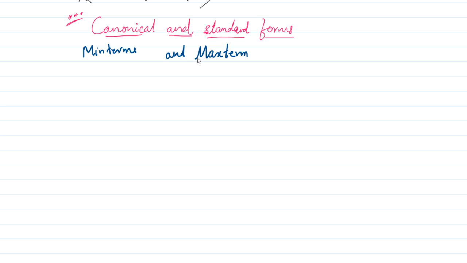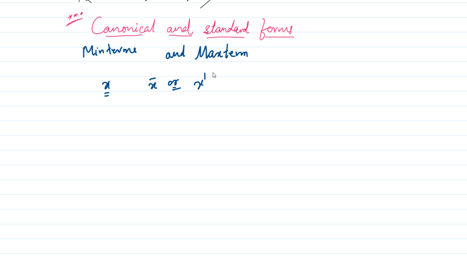Say a binary variable may appear either in its normal form or in its complement form. What is the normal form? Say a variable may be x, this is a normal form. The complement form is nothing but x bar or x prime.